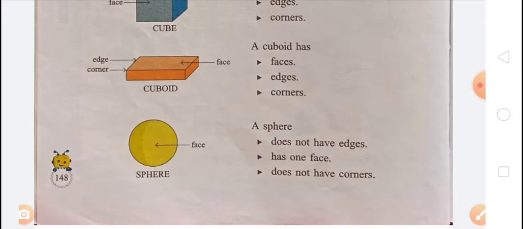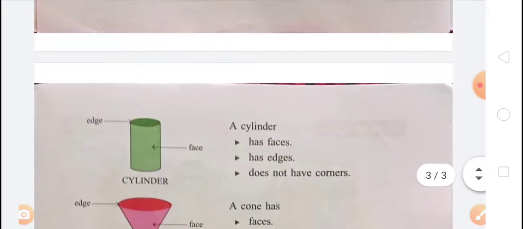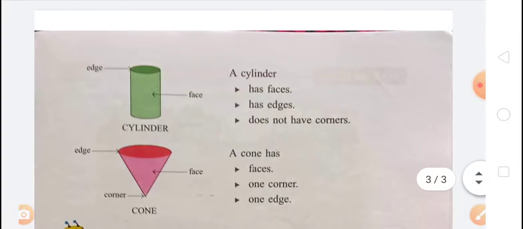Okay, and the next one is the cylinder. In a cylinder there are two faces, one edge and it does not have corners.